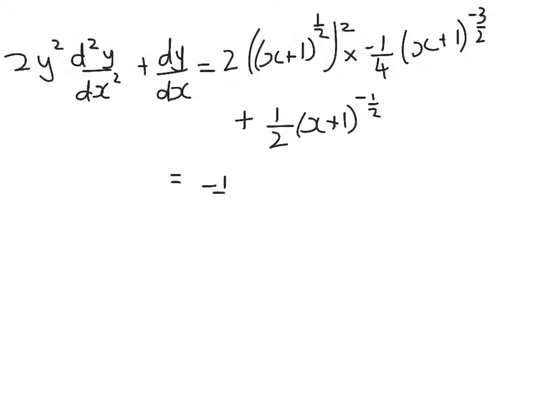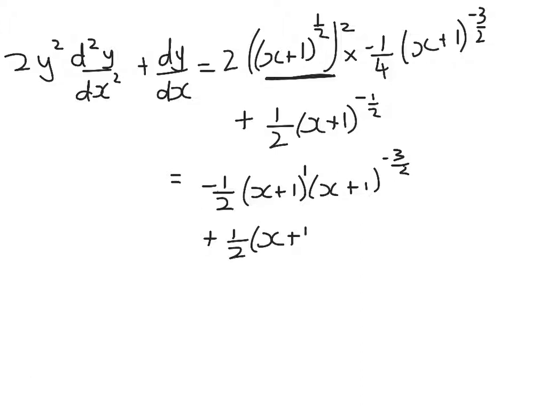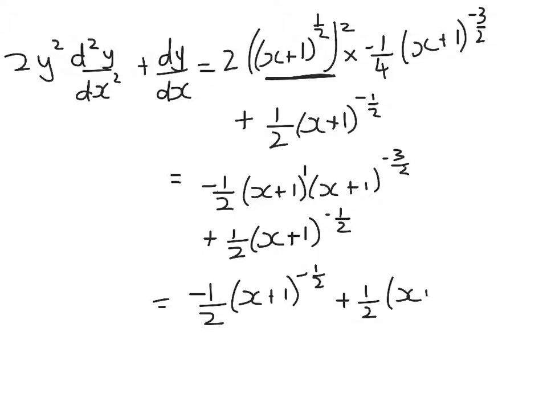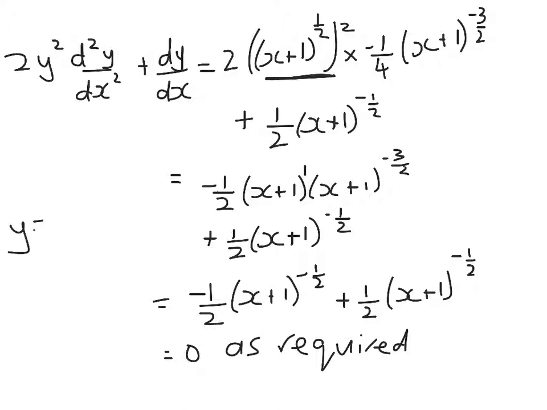Okay, so negative 1/2, cleaning up the coefficient. This is (x plus 1) times (x plus 1) to the negative 3/2. We could put a power of 1 in there, plus 1/2 times (x plus 1) to the negative 1/2. So now, organising that, we get negative 1/2 times (x plus 1) to the power of negative 1/2 plus 1/2 (x plus 1) to the negative 1/2, and that equals 0 as required. So we've shown that that equation, the one we started with, y equals root x plus 1, is a solution to that differential equation. Okay, on to the next example.